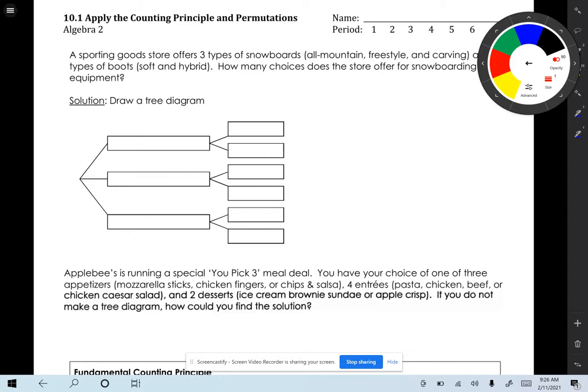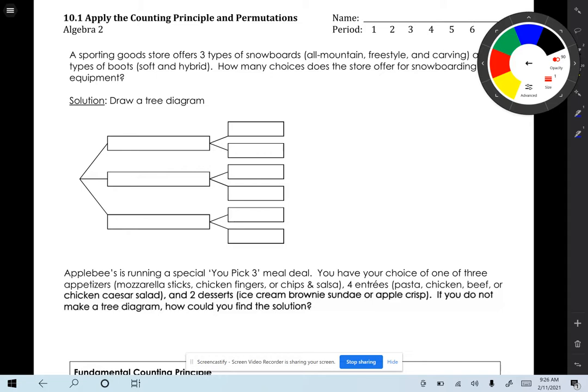A sporting goods store offers 3 types of snowboards, all mountain, freestyle, and carving, and 2 types of boots, soft and hybrid. How many choices does the store offer for snowboarding equipment? Here's how you would go about doing it. You draw a tree diagram.